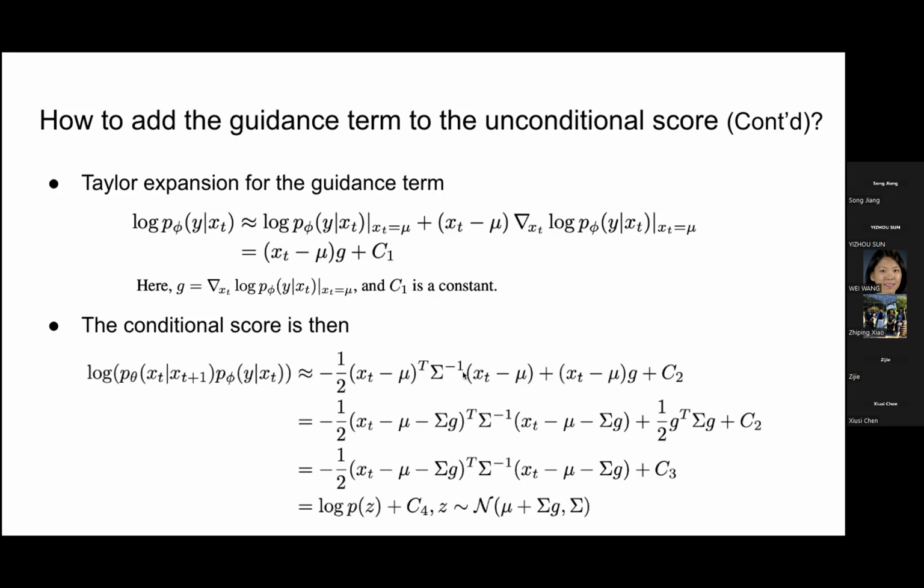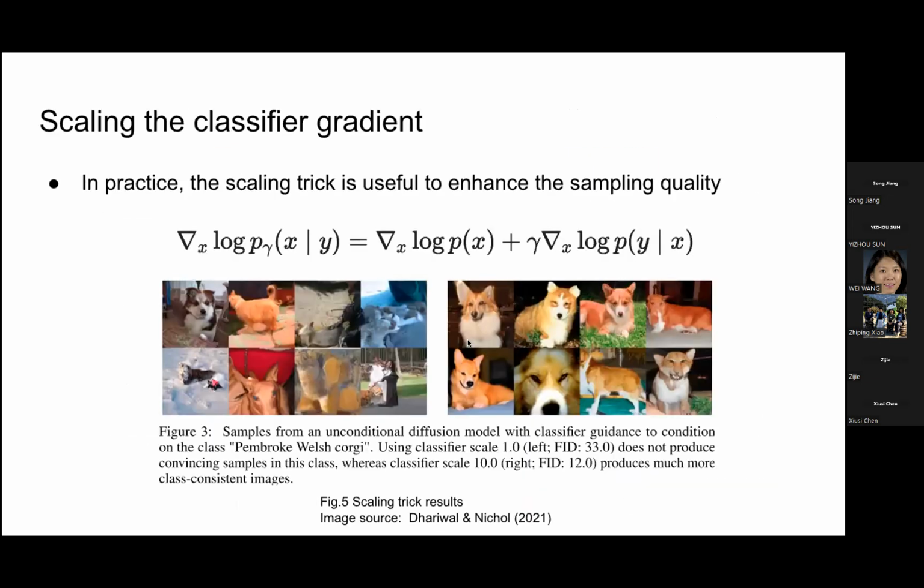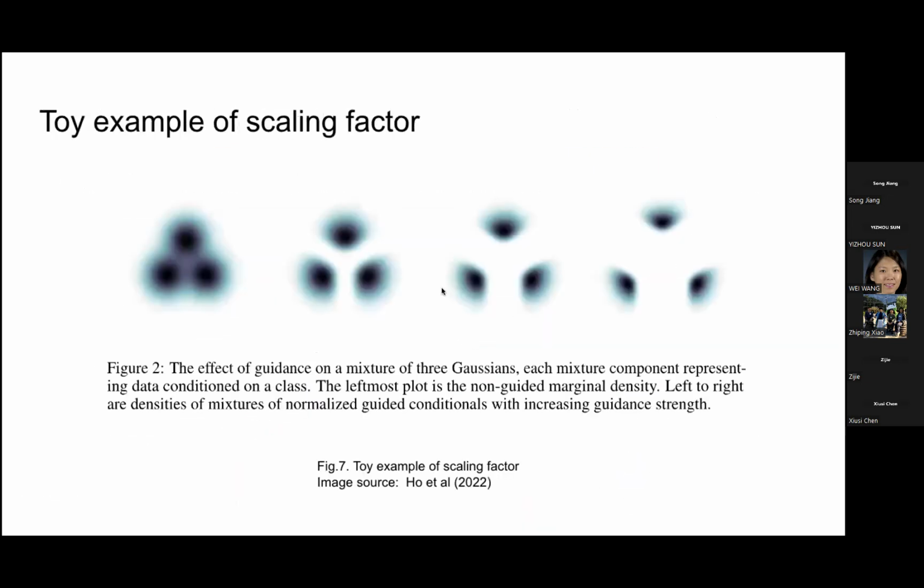I'm trying to understand why the variance stays the same. Maybe I can show an intuitive example here. Let's say the left figure is unconditional, meaning we generate without any guidance.